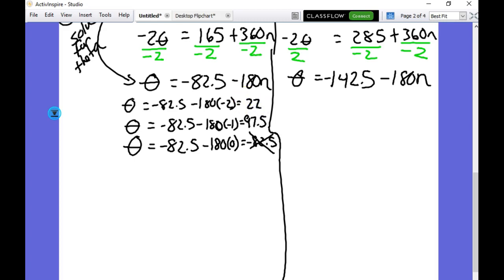Wait, what do you mean interval? How do you know it's on there? The directions said find all answers from 0 to 360. So this is from 0 to 360, and so is this. So I think that's all we're going to have, because if I do another 180, it's going to go outside the 360 mark. So we're going to stop there. Let's do the other side now.